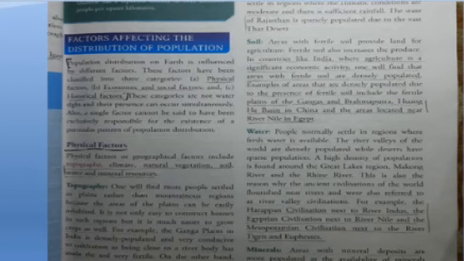In topography, one will find more people settled in plains rather than mountain regions because the area of the plain can be easily inhabited. It is not only easy to construct houses in such areas, but it is much easier to grow crops as well. For example, the Ganga Plains in India is densely populated and very conducive to cultivation as being close to the river body, to the fertile soil.